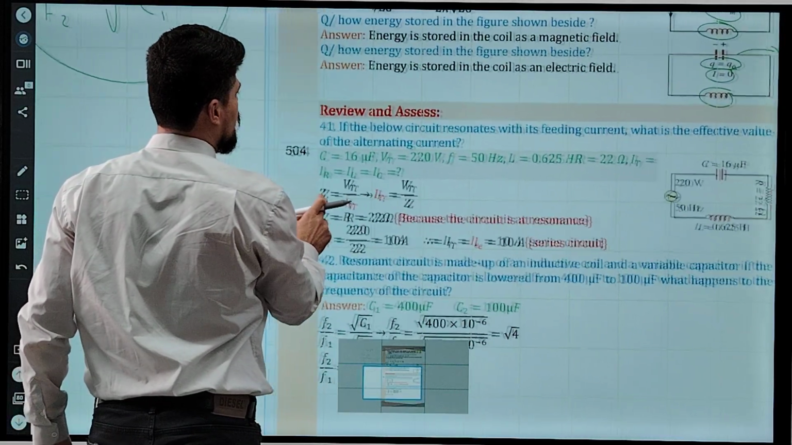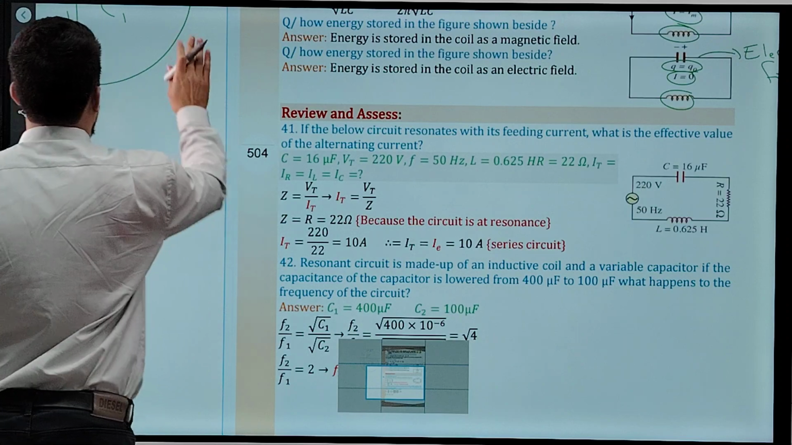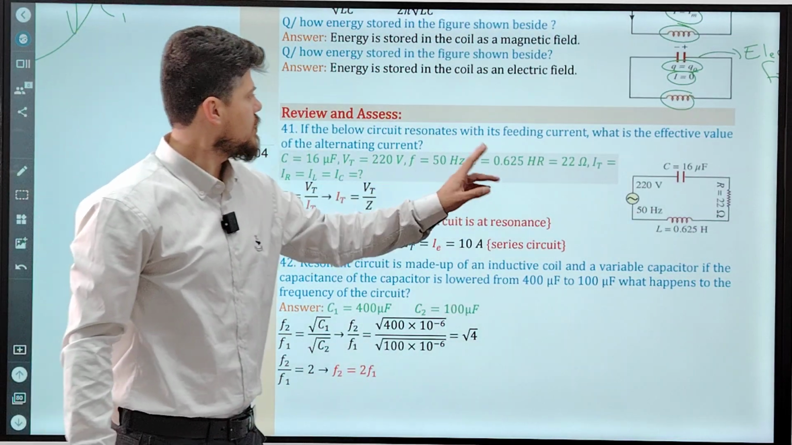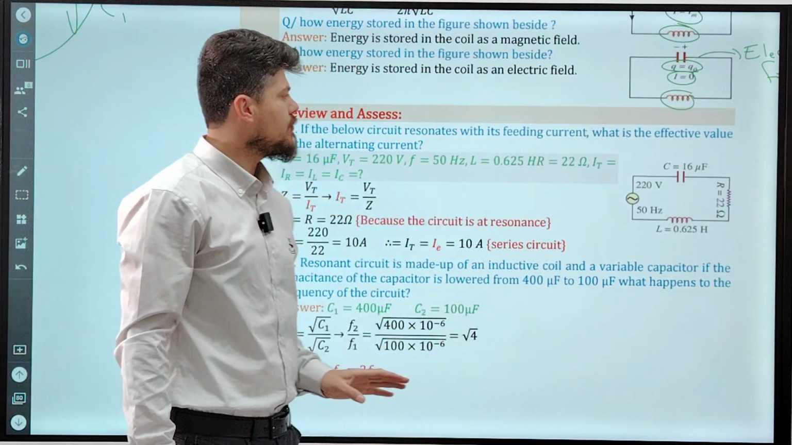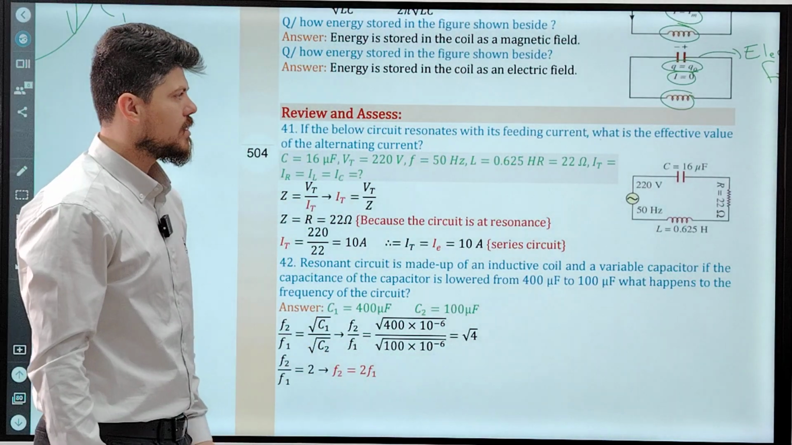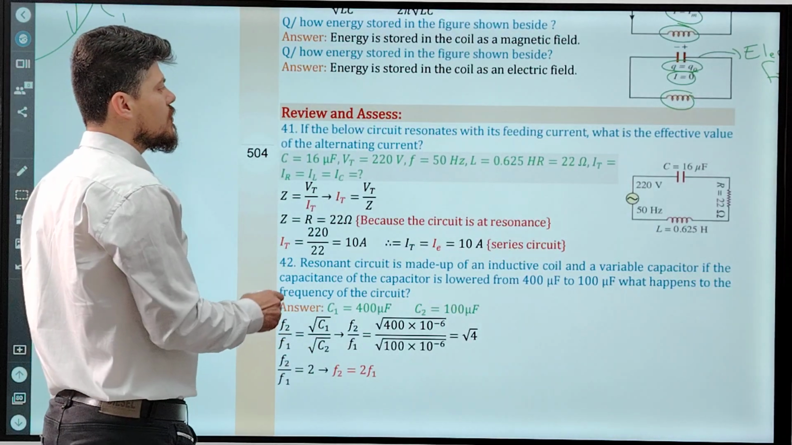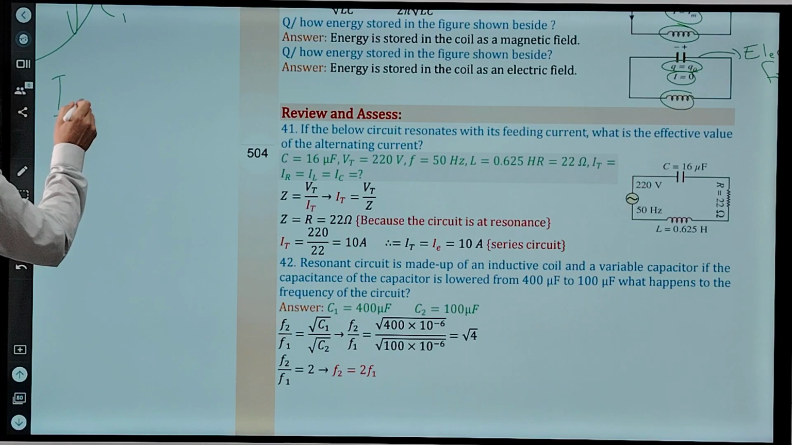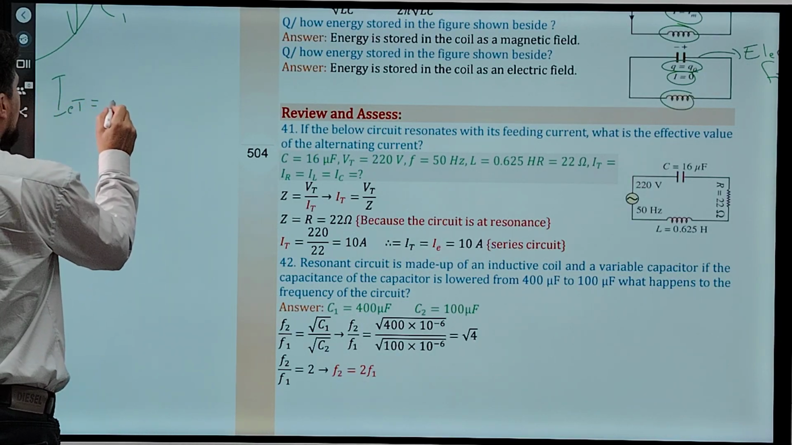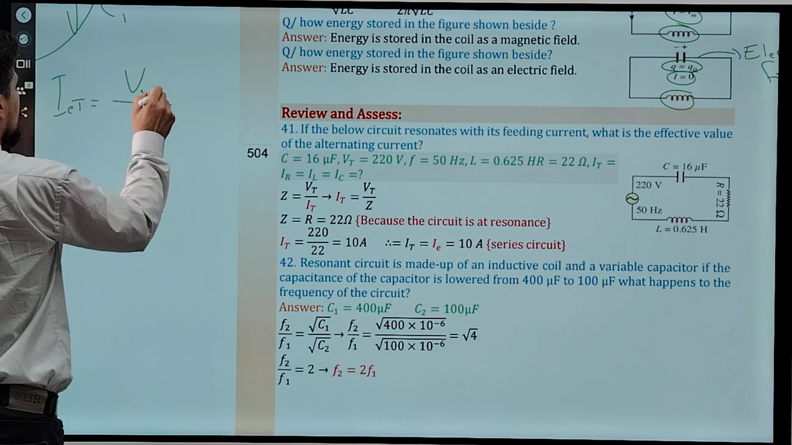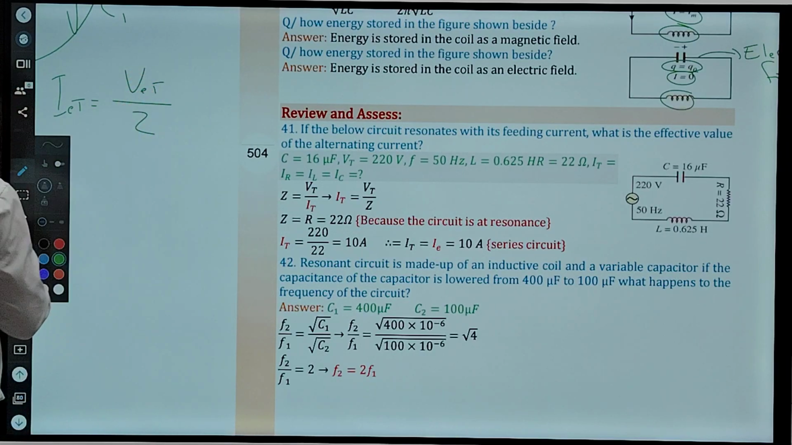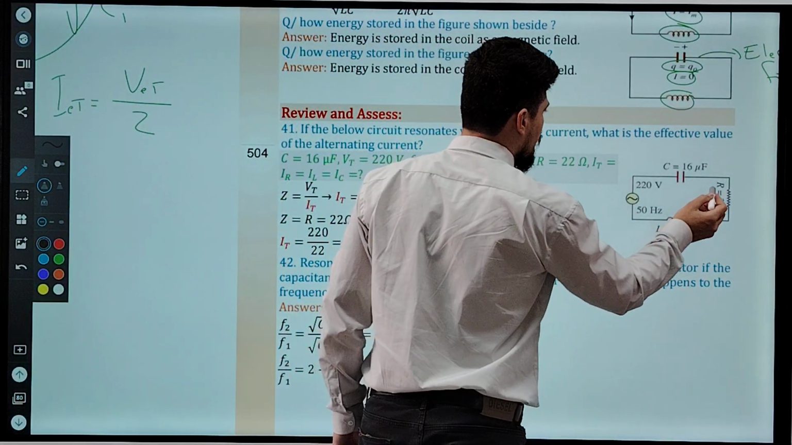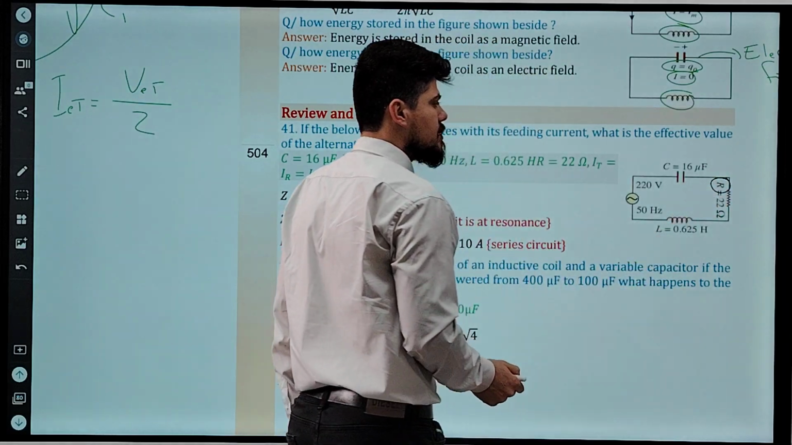Sample question 41 in the chapter review. Okay, the circuit is given with its feeding current. What is the effective value of the alternating current? What is unknown? The effective value of alternating current. I total is unknown. Okay, I total is equal to what? It is equal to V total over Z. Okay, so do we have Z? No, but we have resistance.